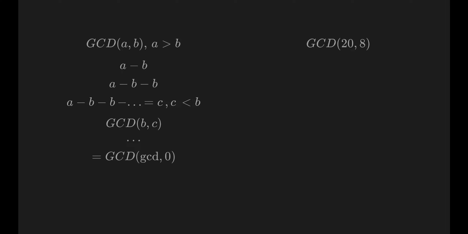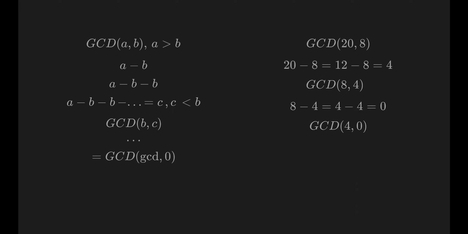As an example, if we want the GCD of 20 and 8, we subtract 8 from 20 until we get a smaller number than 8. 20 minus 8 is 12. 12 minus 8 is 4. And now we repeat with 8 and 4. 8 minus 4 equals 4. 4 minus 4 equals 0. That means 4 is the GCD of 8 and 20.